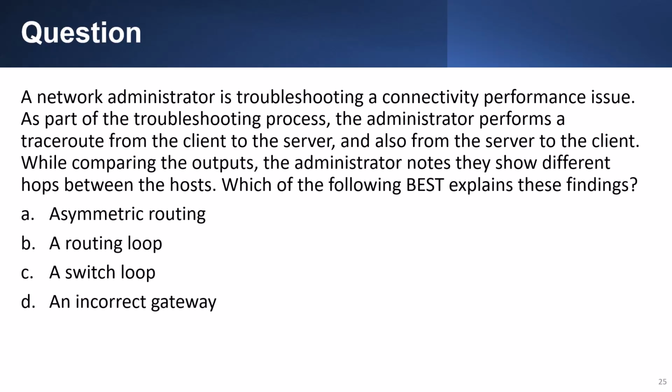Question: a network administrator is troubleshooting a connectivity performance issue. As part of the troubleshooting process, the administrator performs a traceroute from the client to the server and also from the server to the client. While comparing the outputs, the administrator notes they show different hops between the hosts. Which of the following best explains these findings? Answer: asymmetric routing.